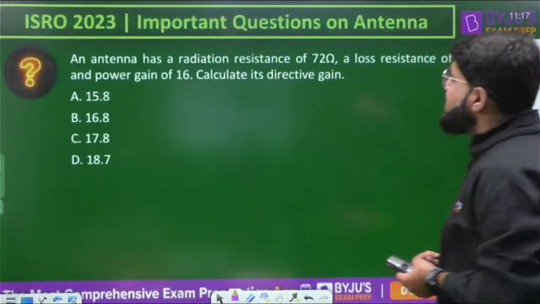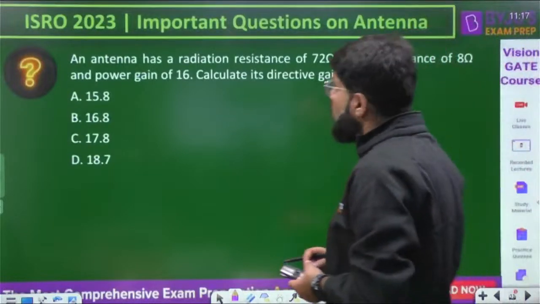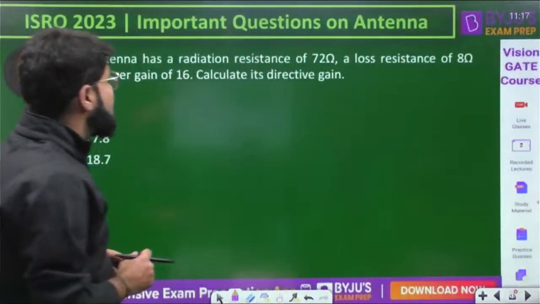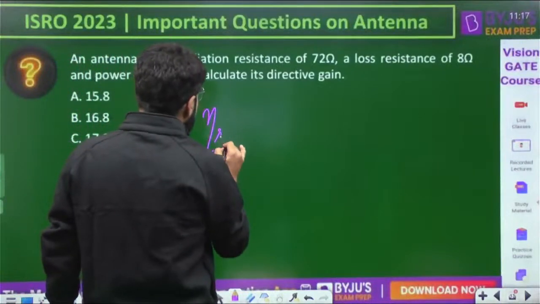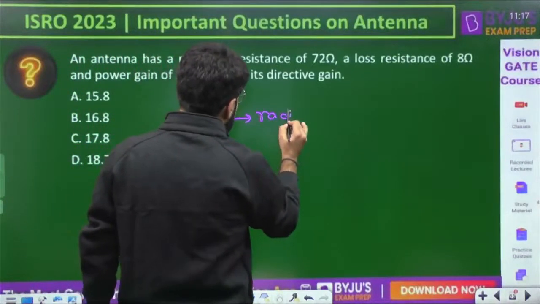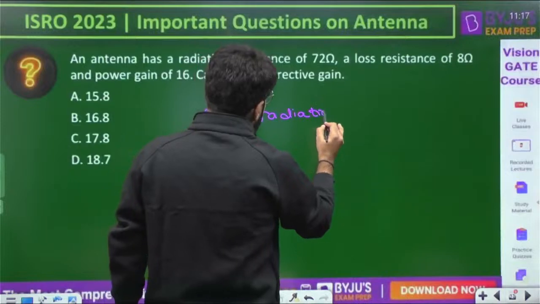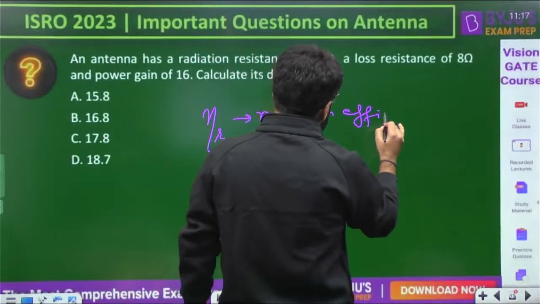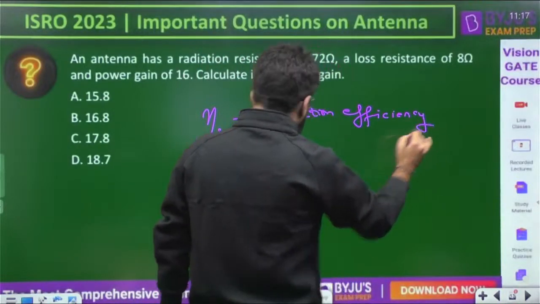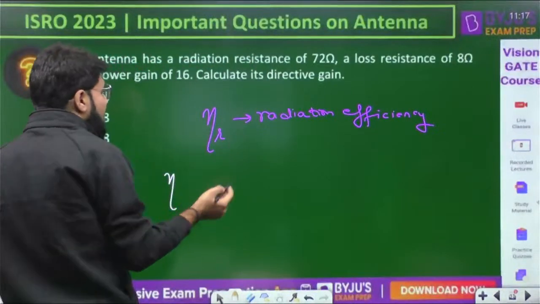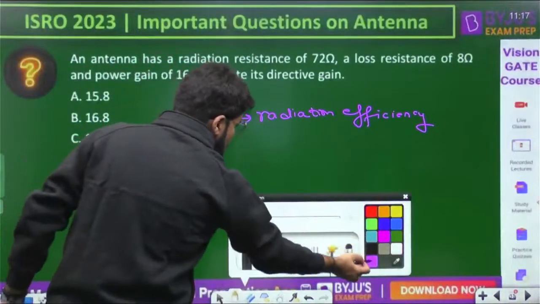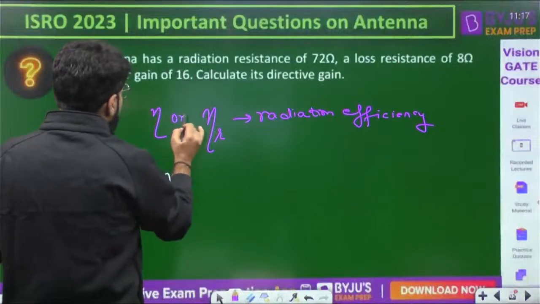An antenna has a radiation resistance of 72, a loss resistance of 8, and a power gain of 16. Calculate the directive gain. Now, this is going to be on the efficiency eta R, the radiation efficiency. There are multiple ways of defining the radiation efficiency. You must remember all these formulas. This eta, simply, you can call it eta also. Why am I writing eta R?